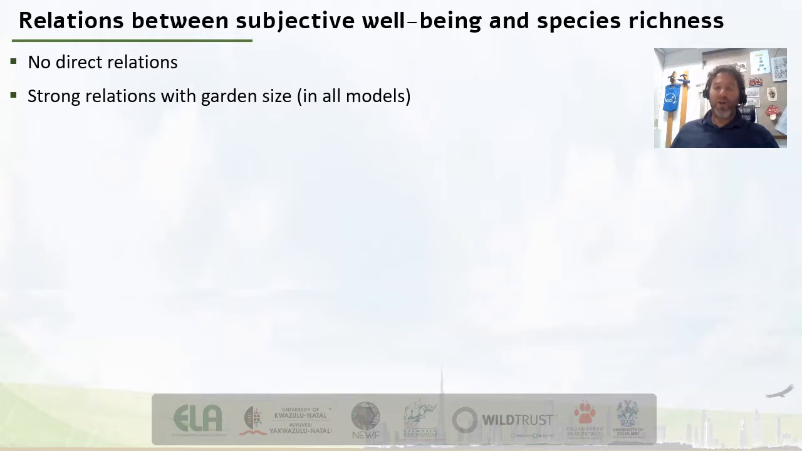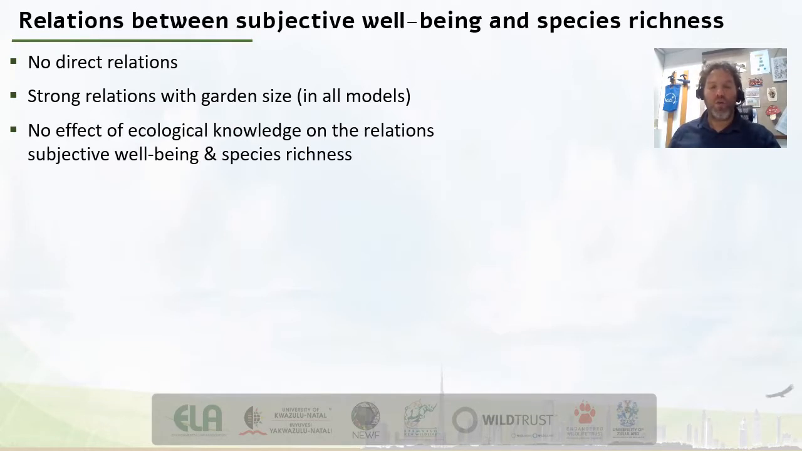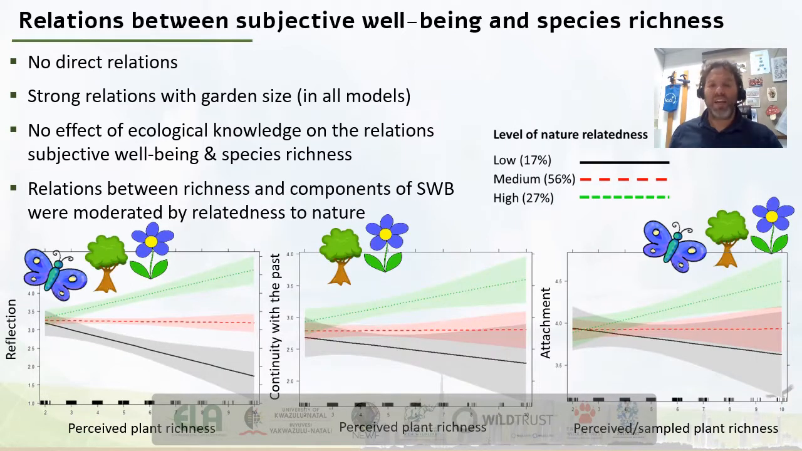We also found no direct relation between subjective well-being and species richness, similar to Martin Dallimer, and we found a strong relation with garden size. So bigger gardens provide more well-being. No effect of ecological knowledge, so the knowledge you have of species does not influence your benefit in terms of subjective well-being. And again, the emotional relation to nature was shown to be really important for different taxa. Again, butterflies are indicated by those icons.